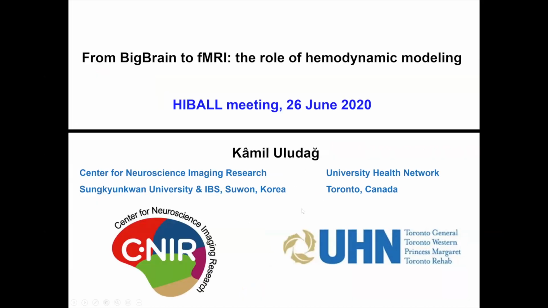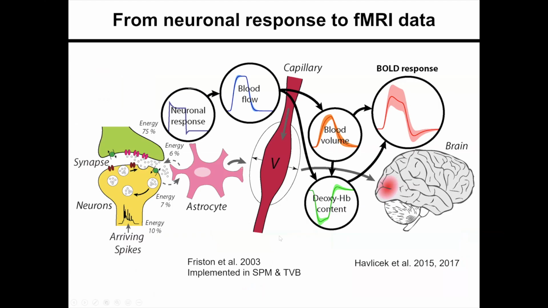Hello, everybody. The title of my talk is From BigBrain to fMRI, the role of hemodynamic modeling. Let's remind ourselves first what we are measuring when we do fMRI. So we have neuroactivity, spikes, synaptic activity, and via neurovascular coupling, we are measuring changes in blood flow. And via complex hemodynamics, we are obtaining changes in blood volume and deoxygenated hemoglobin. Because deoxygenated hemoglobin is paramagnetic, we are measuring this as changes of the fMRI signal called the BOLD response.